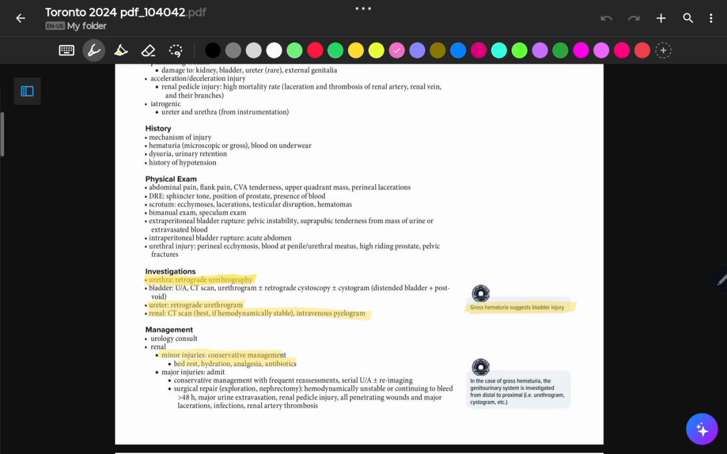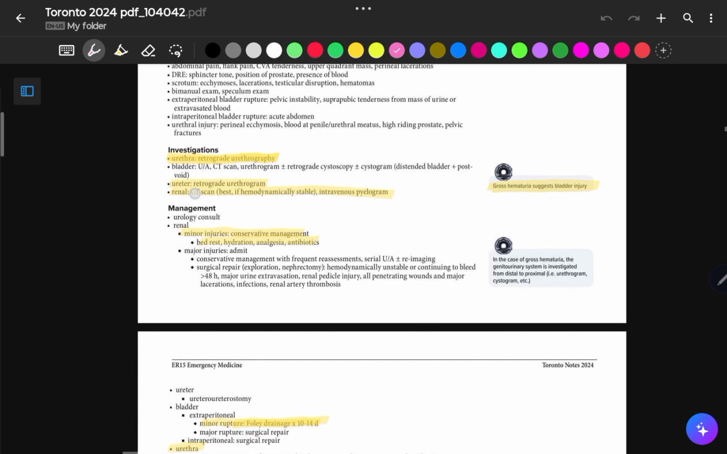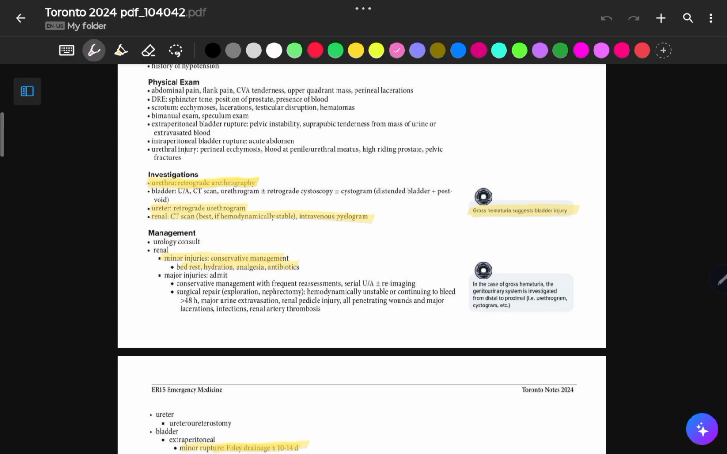Hematuria: is it microscopic or gross hematuria? Is there blood on the underwear? You want to know about any dysuria, any urinary retention, and the history of hypotension. Then you go ahead and do a physical examination. Do your abdominal examination, check for any flank pain, any upper quadrant mass, perineal lacerations. Do your digital rectal examination, checking the sphincter tone, position of the prostate, and the presence of any blood.